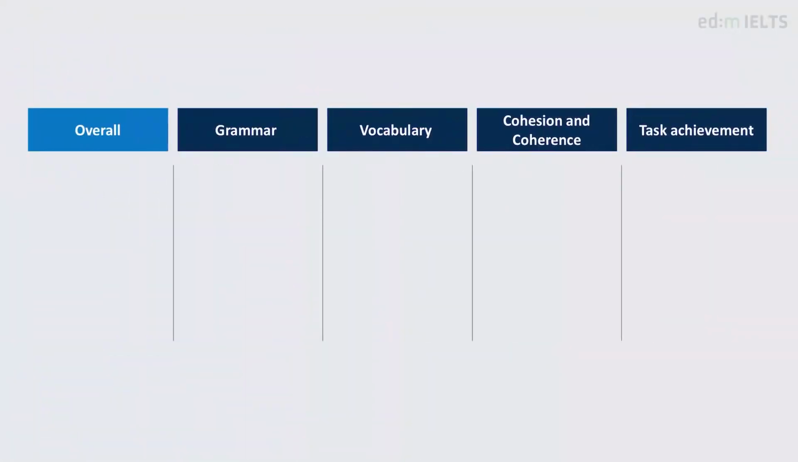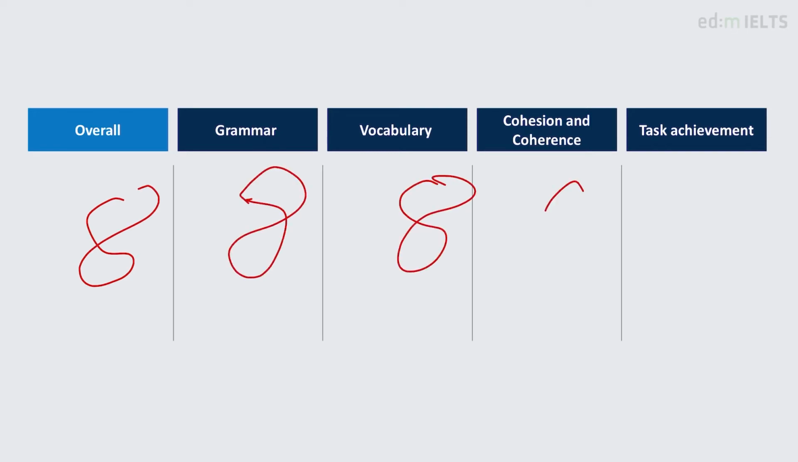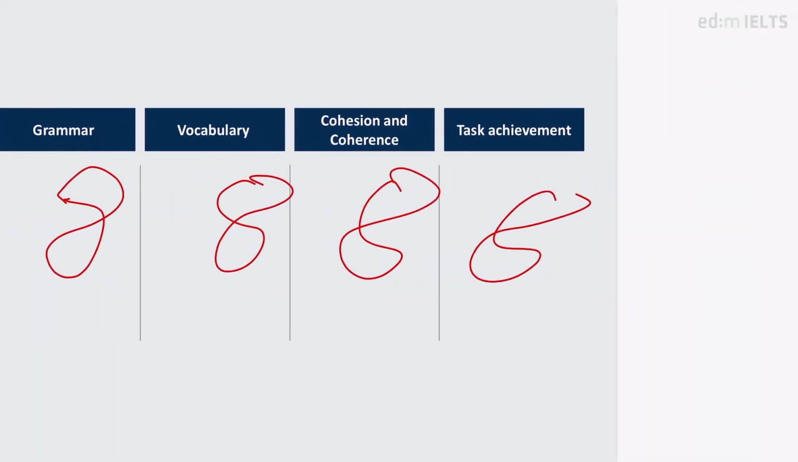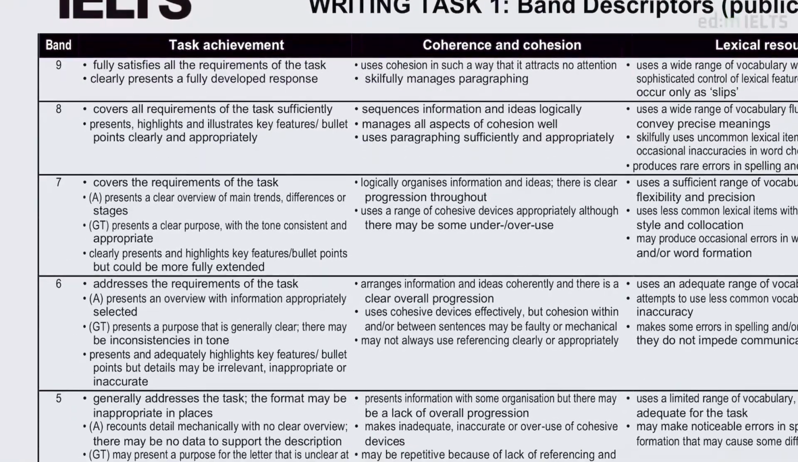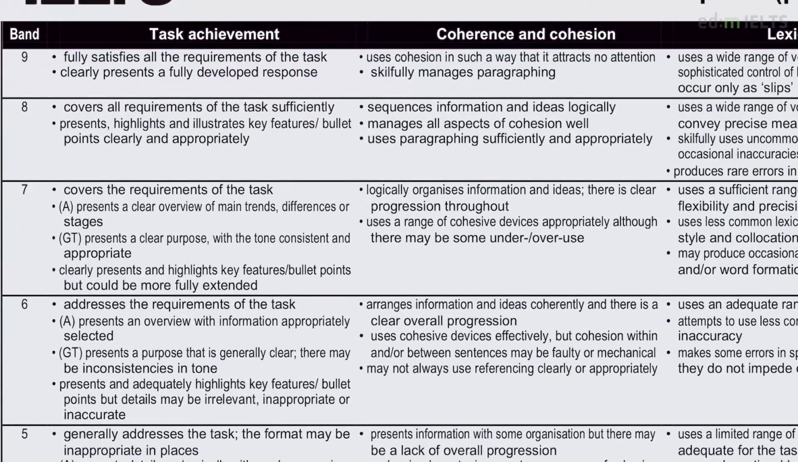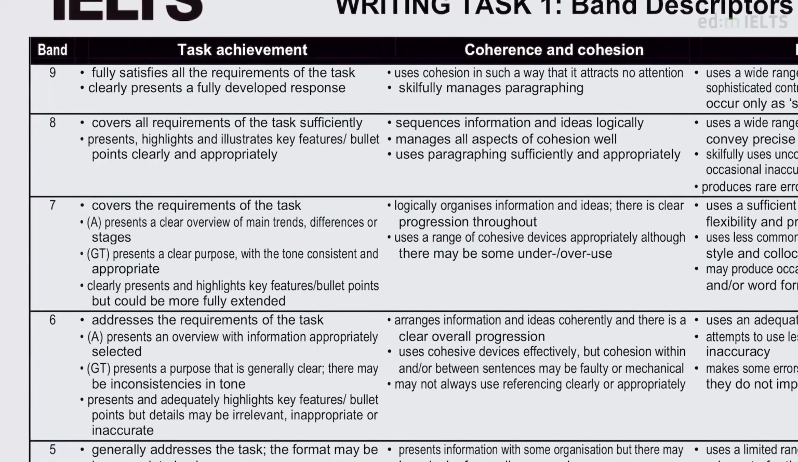So what would I give this? Very good score. Overall 8 with 8 in everything. So in this situation, it might be more helpful to think about why I wouldn't give it 9. I think everything's done really well, but I possibly would not say that it's a fully developed response.